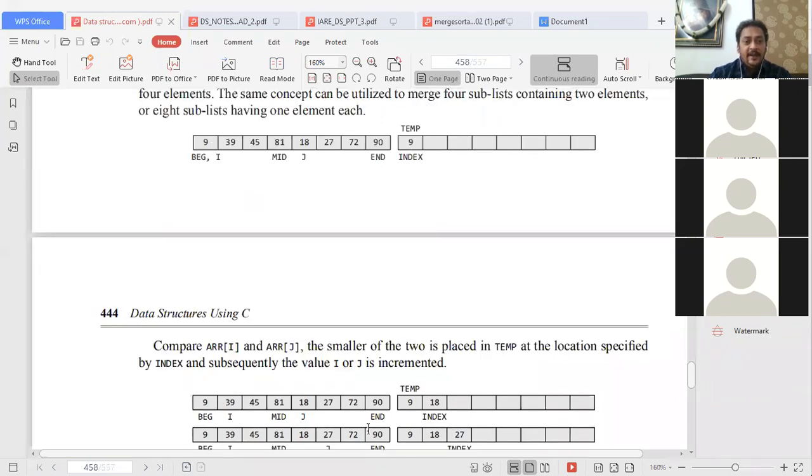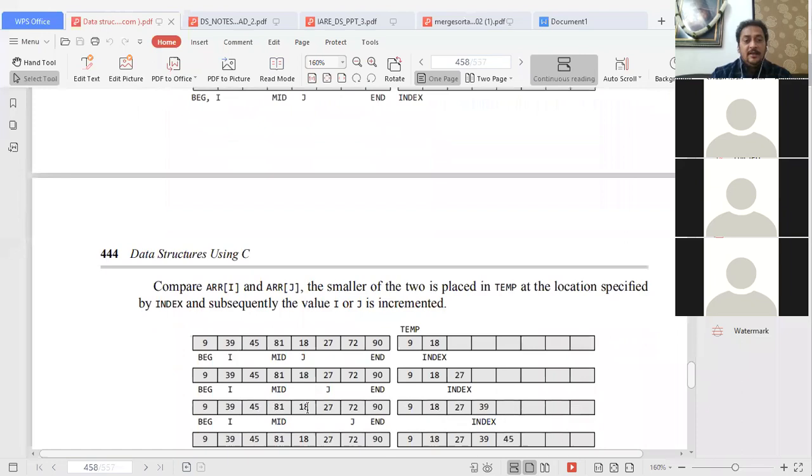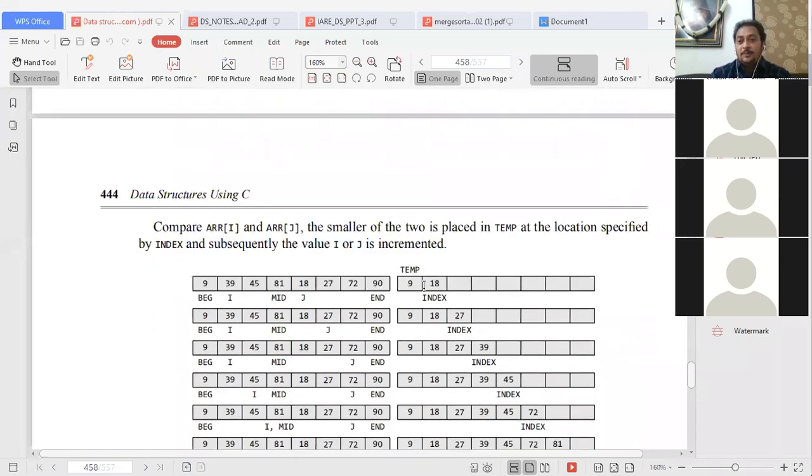So that's why 9 moved to the new array, that is A, and its index is placed at the first place. Now since I is moved to the new array A, I is incremented to the next position. I am moving the pointer. Initially I is at the beginning. Now I is moved to the second element position in the first subarray. Hope everybody understood this particular point.